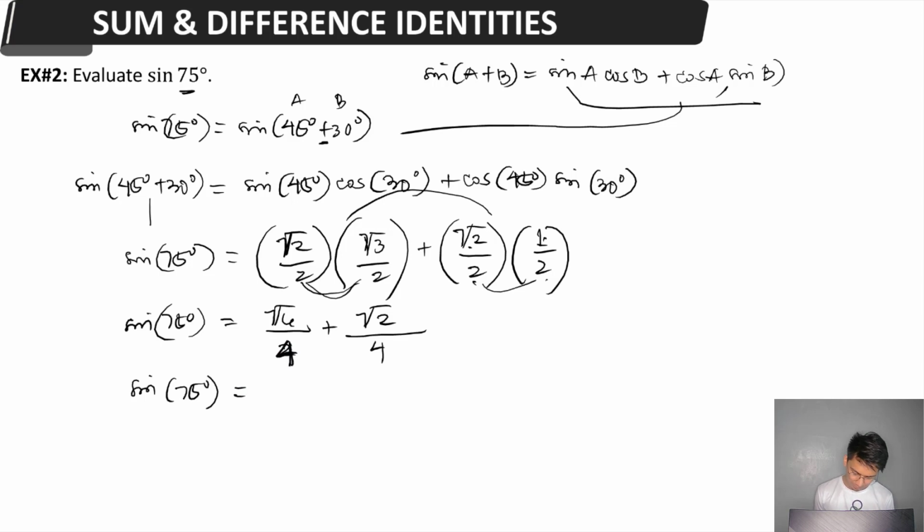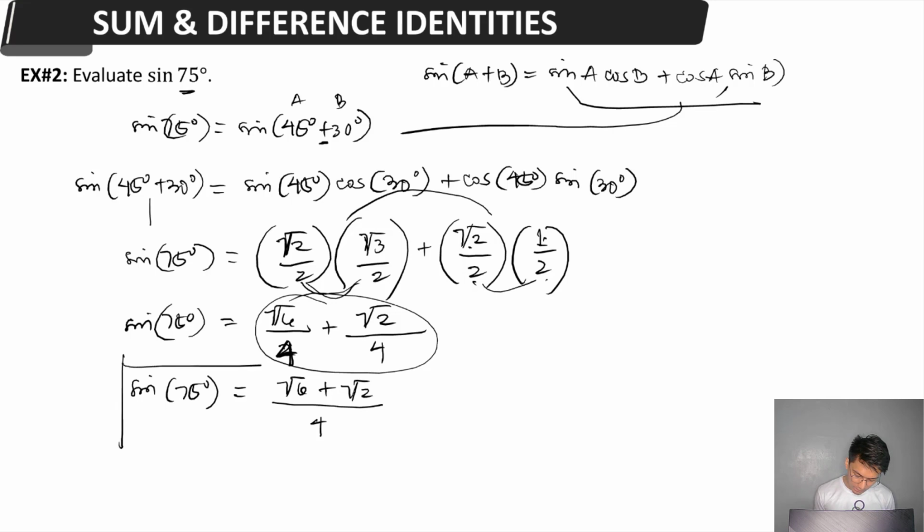This is 4. 4 times, obviously, ang LCD natin for this operation ay 4. This is 4. And this is square root of 6 plus square root of 2, since we cannot add square root of 6 and square root of 2 unless we're going to use a calculator. And dahil wala tayong calculator, sine 75 degrees is equal to square root of 6 plus square root of 2 over 4. This is example number 2.